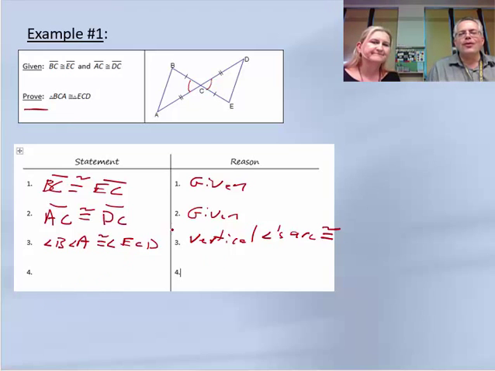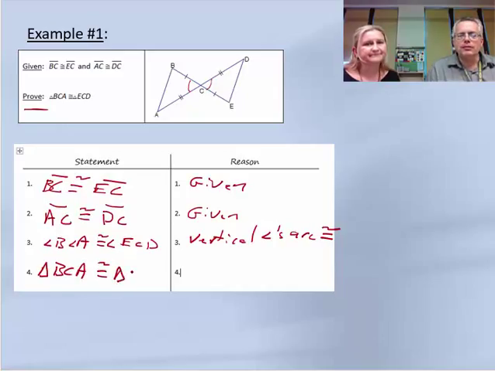Okay, now we actually showed the three things we need to show in order to conclude that these triangles are congruent. So the last step is actually what we were supposed to show, that triangle BCA is congruent to triangle ECD. Why? Oops, I almost said angle, side, angle. Side, let me start again. Side, angle, side.